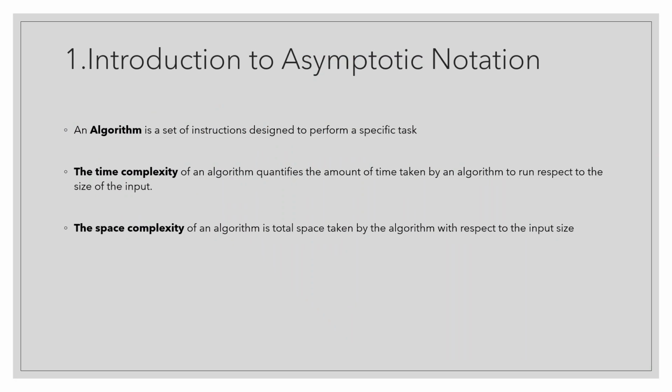Before starting asymptotic notation, first we need to understand what is the algorithm. Let's take one example to understand what algorithm means. First read the statement. Algorithm is a set of instructions designed to perform a specific task.